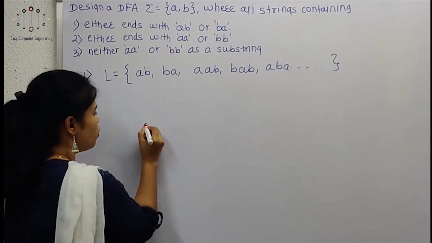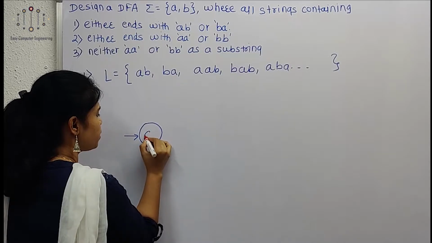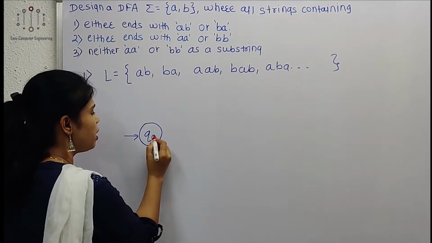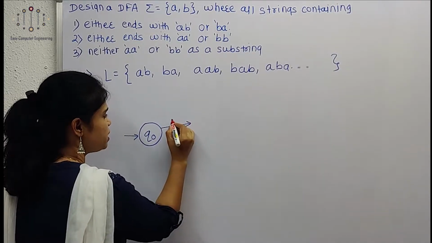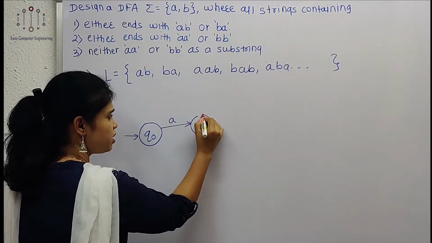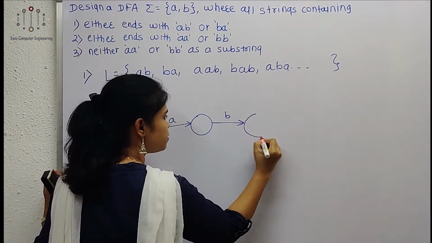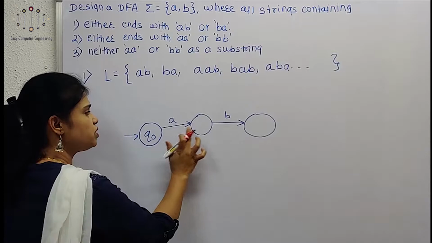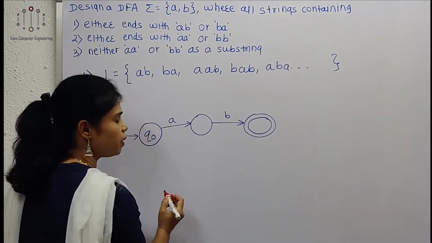So here we can take the initial state. This is our initial state Q0. Now if my strings end with AB, how many states are required? A total of 3 states are required to represent the string AB. So we'll take 3 states. All strings that end with AB, that means we can show this as a final state.